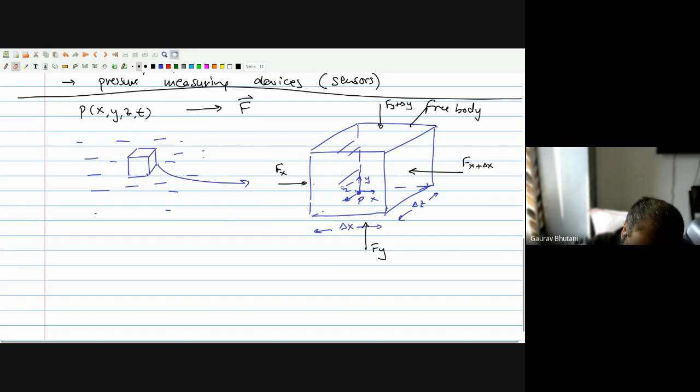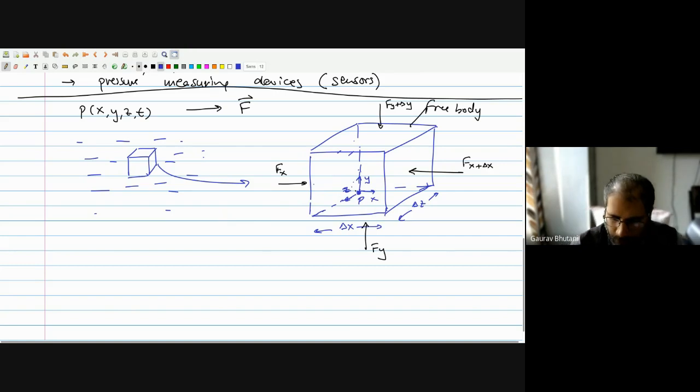Just cleaning this figure a bit. Right. So now what we'll do is we'll use the idea that this force acting because of the liquid from the outside of this cuboid is because of pressure.